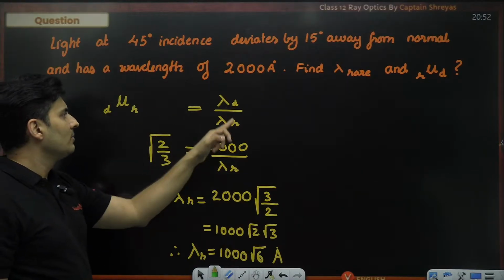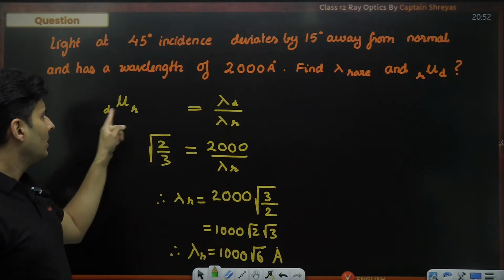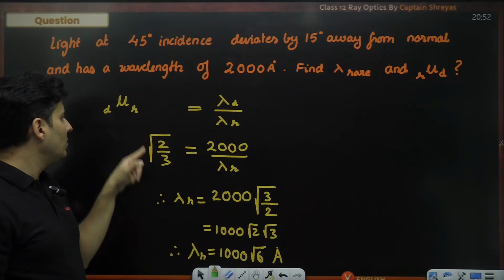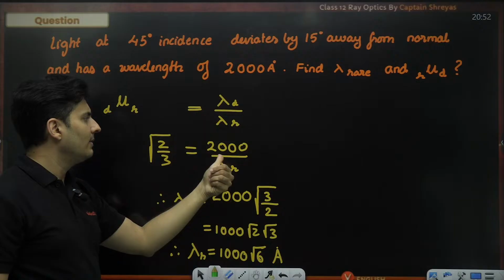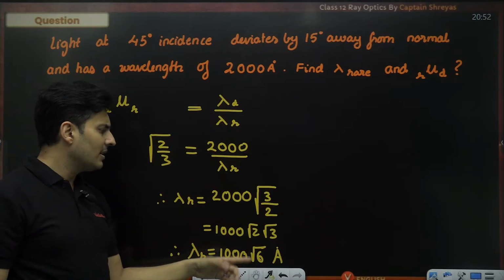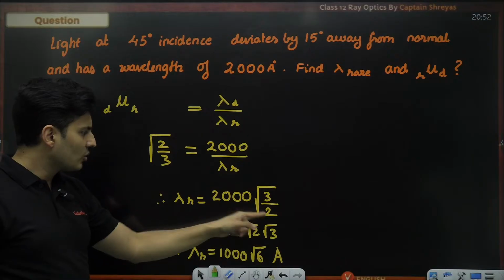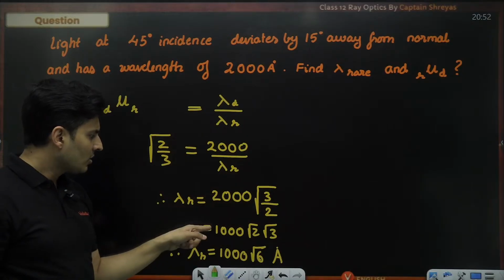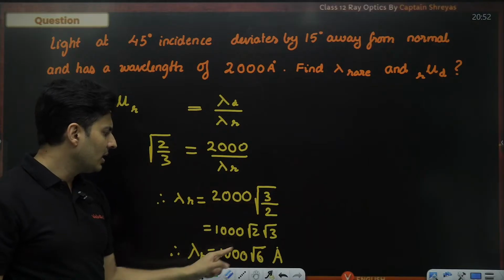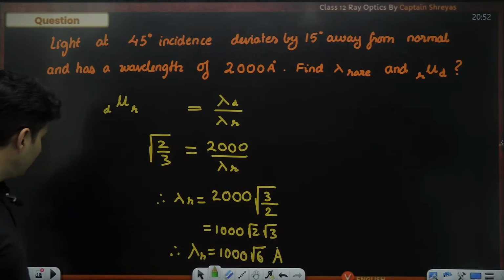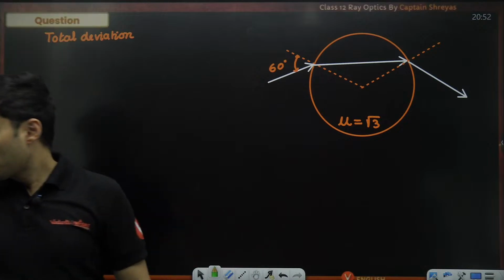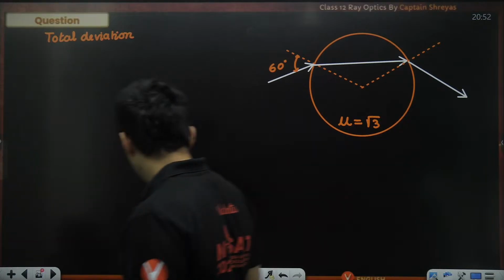1 mu 2 is lambda 1 by lambda 2. This value I know, this is given. The rarer medium wavelength is not given, so just rearranging it, we get the answer. Root 2 and root 2 will get cancelled, so 1000 will remain, with root 2 on the top multiplied by root 3, which becomes root 6. I hope it is very clear now. Okay, Ananya, I hope it's fine.